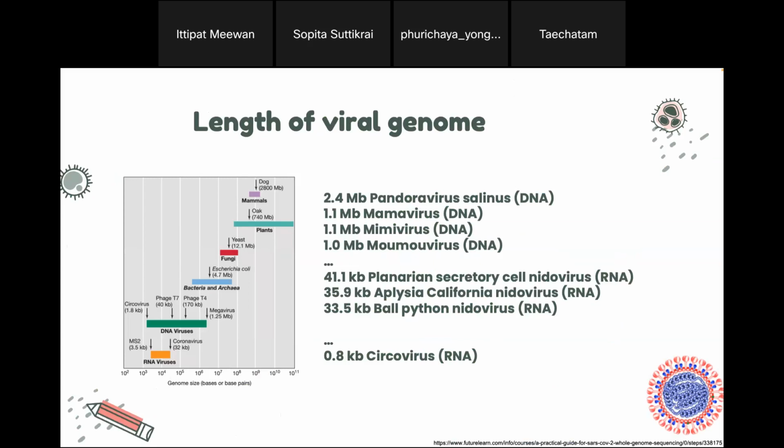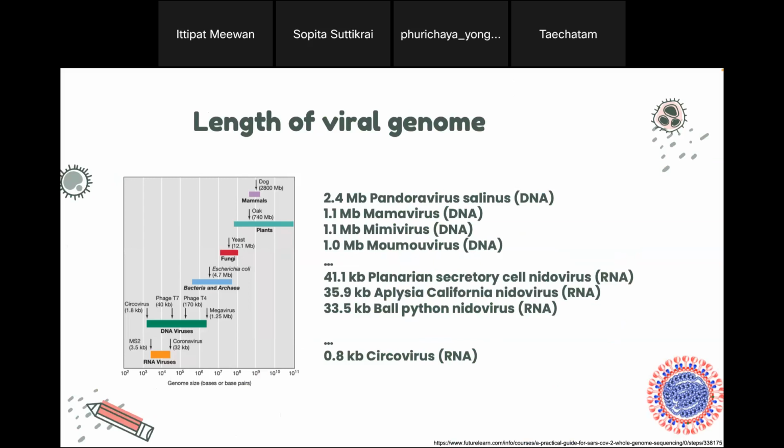Another thing about having DNA as the genome is the capacity, the capacity for holding the information contained in the genome, because again it points back to the stability of DNA over RNA. DNA can be much longer than RNA, and that's why it can contain a lot more information compared to RNA. Then we go all the way to one of the smallest viruses, circovirus, which has only 0.8 kilobase pairs and is classified as an RNA virus.